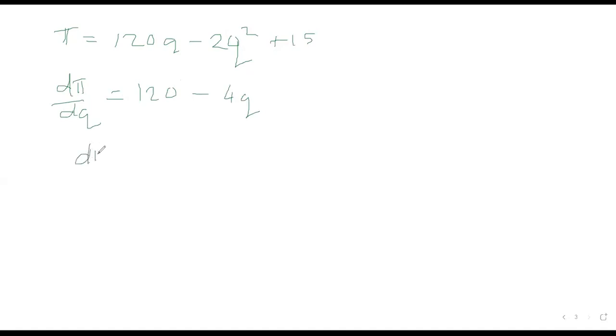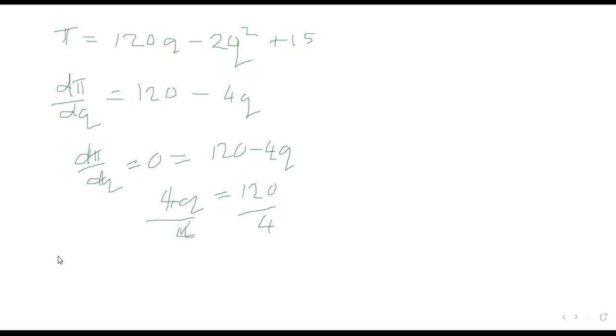Whenever we want to maximize profit, the marginal profit must be equal to 0. So here, when we take the like terms, our 4Q will come here. So what becomes our Q? We divide both sides by 4. Meaning our quantity in this case becomes 30. So 30 units to maximize profit.